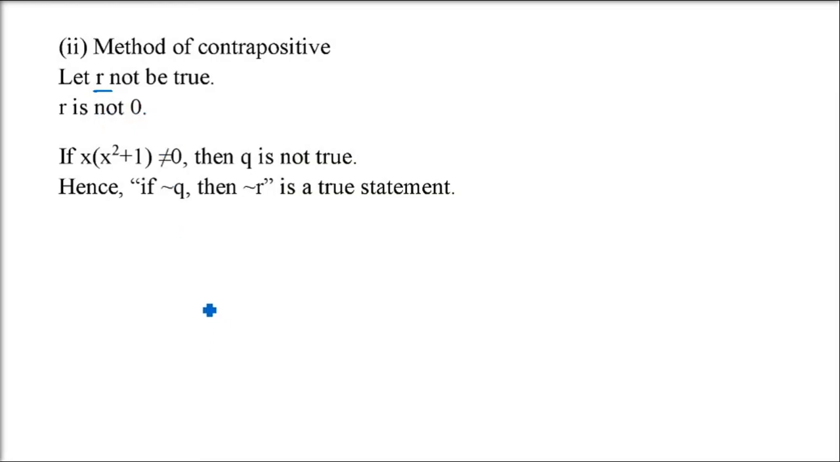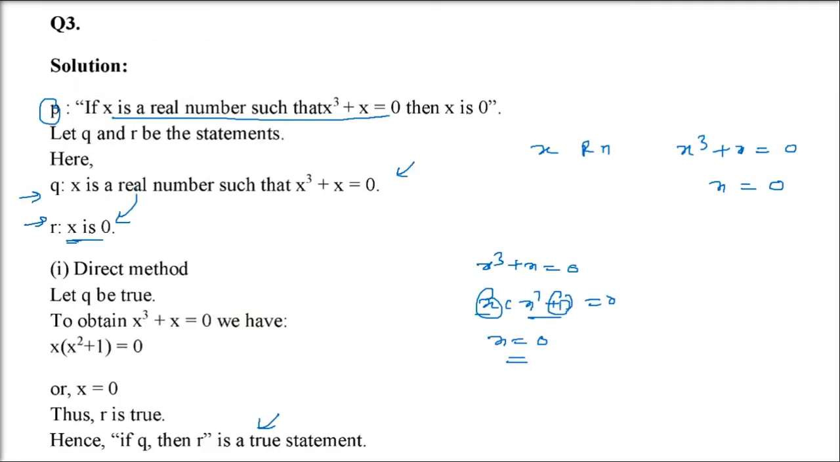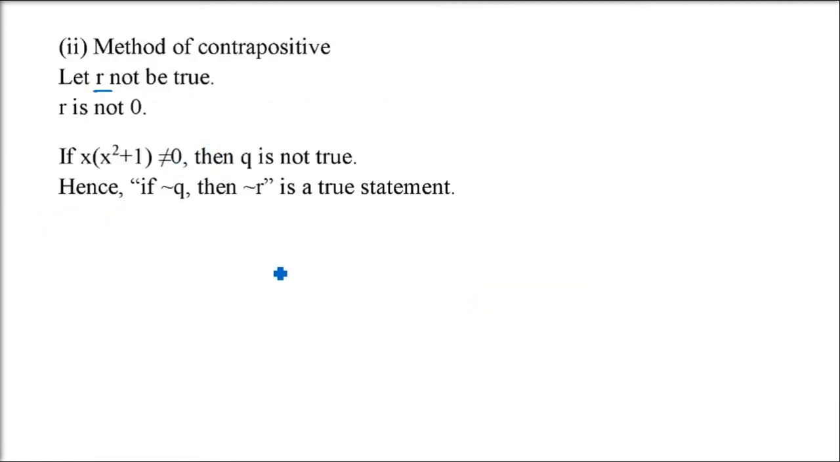That R is not 0. We say that this R or X is not 0. So when we say X is not 0, what will happen to X cube plus X? X square, X plus 1. We are assuming that X is not 0. When this is not 0, X square into X plus 1 will never give you 0.